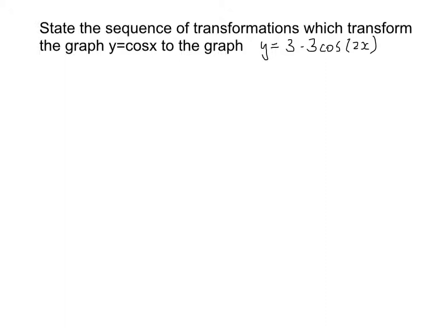This is a similar question in that we're looking for a sequence of transformations, transforming the graph of y equals cos x to the graph of y equals 3 take away 3 cos of 2x. So I'll again draw a little graph of what cos of x would look like, where we have one period in 2 pi.